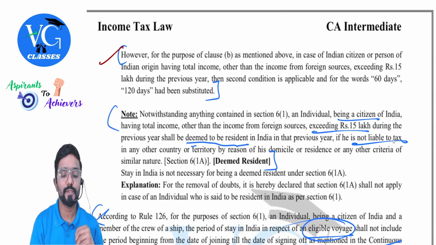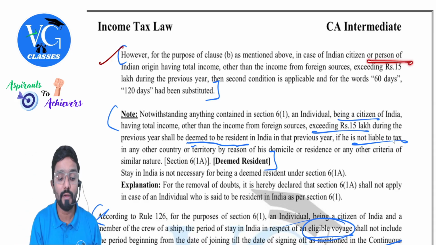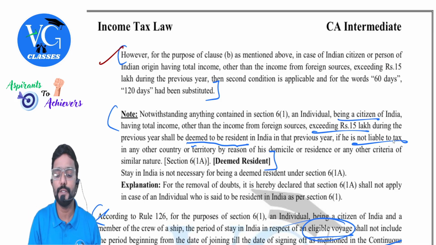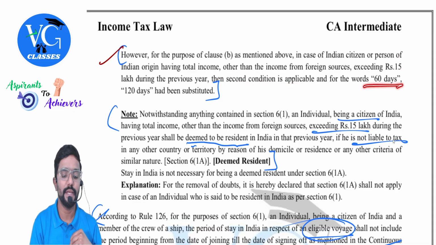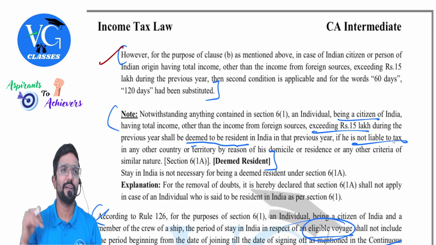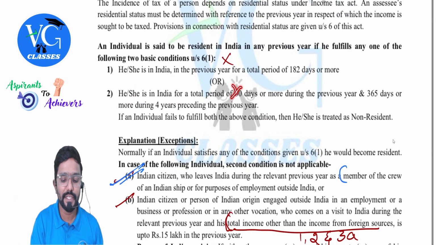However, for the purposes of clause B mentioned above, in case of an Indian citizen or a person of Indian origin having total income other than the income from foreign sources exceeding 15 lakh during the previous year, the second condition is applicable. And for the words 60, 120 days has been substituted. Clear? But will Charlie satisfy that? No, sir. 120 days she will satisfy during the previous year.